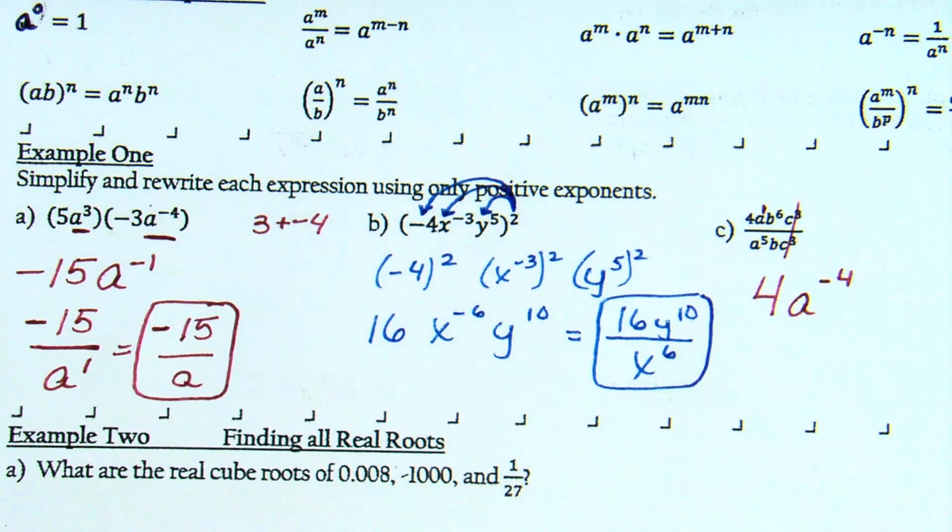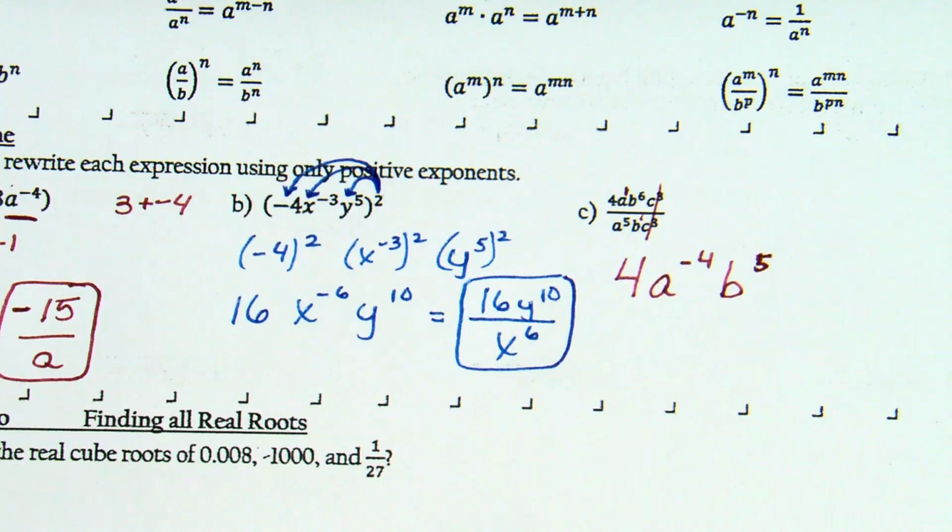What about b's? 6 minus the invisible 1 makes it b to the 5th. Now, if you didn't catch that the c's canceled, let me ask a question. What is 3 minus 3? 0. So you would now be at the point that it's c to the 0. But what did we talk about? Anything raised to the 0 is 1. So you would just drop that out. Okay?